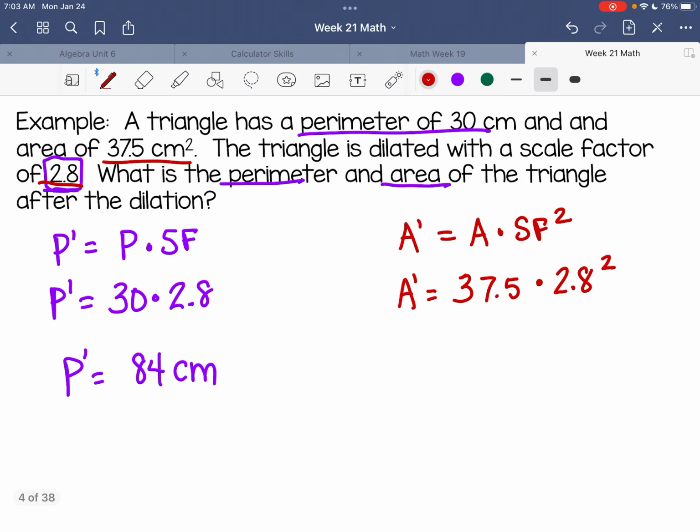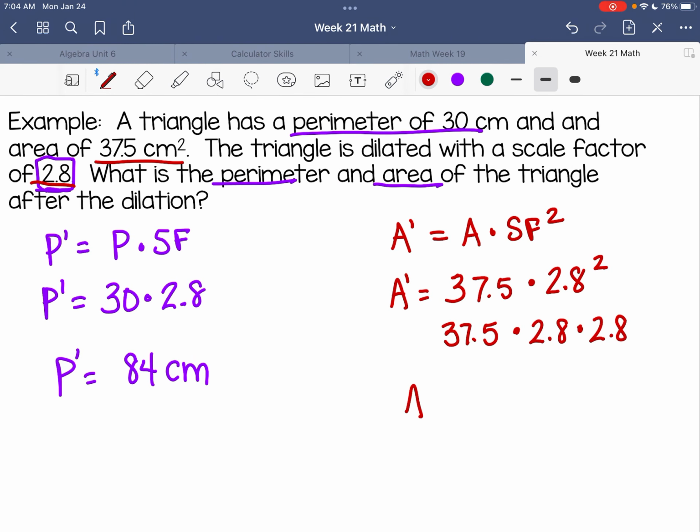Now, if your calculator doesn't have an exponent button, here's what you do. Multiply 37.5 by 2.8 and by 2.8 again. That's all you're doing when you're squaring a number anyway. So the new area of this figure after being dilated by a scale factor of 2.8 will be 294 square centimeters.